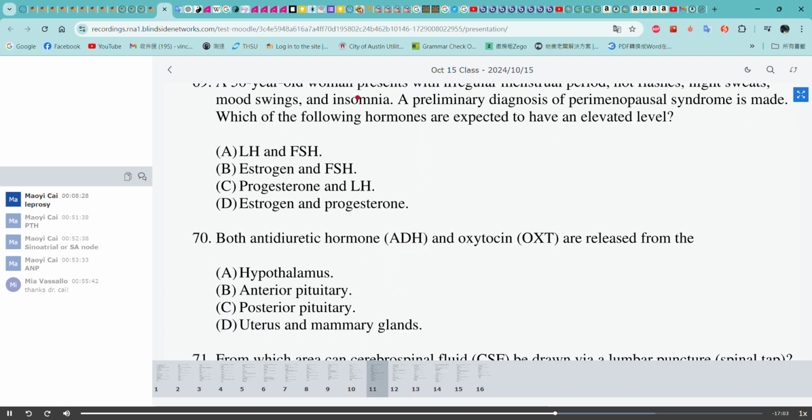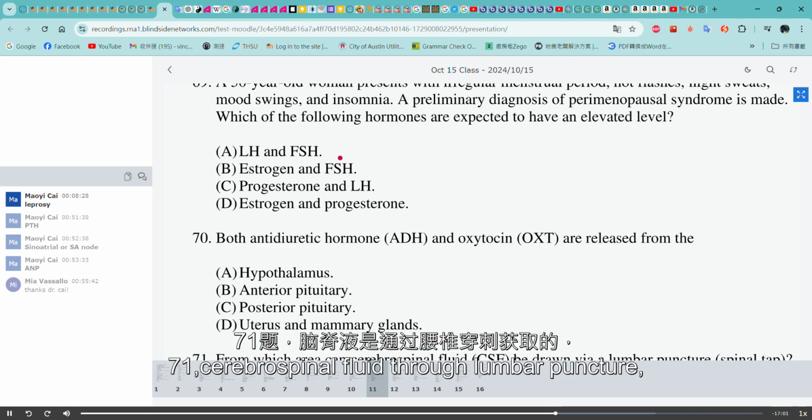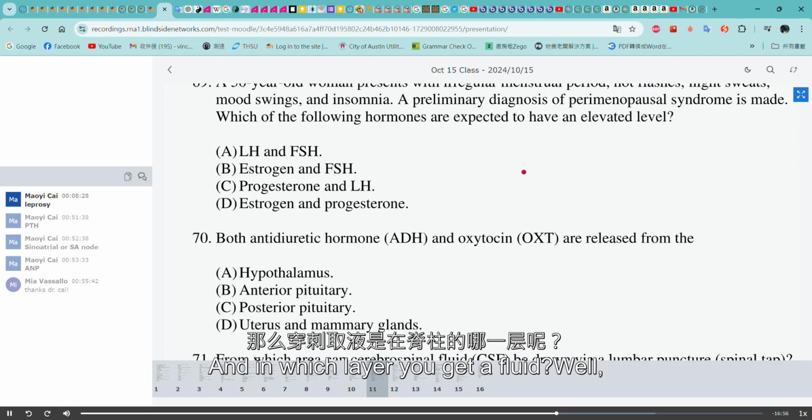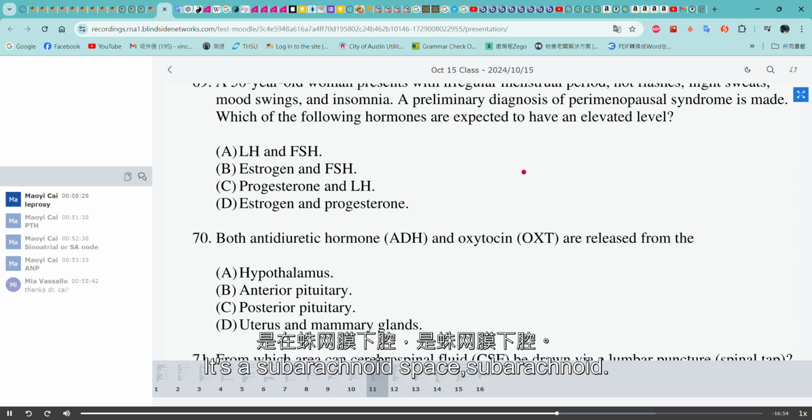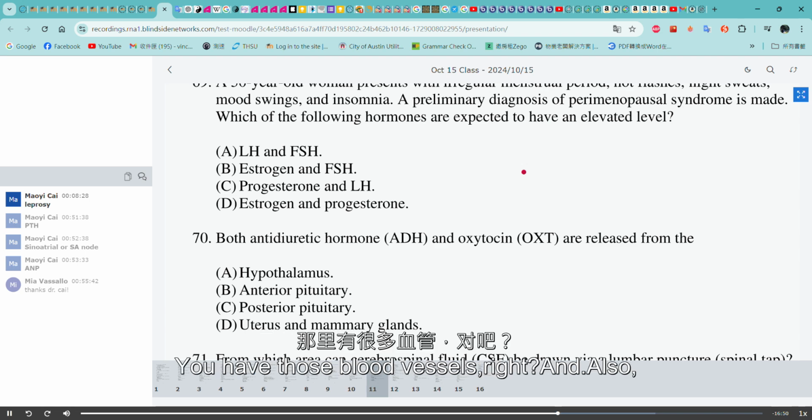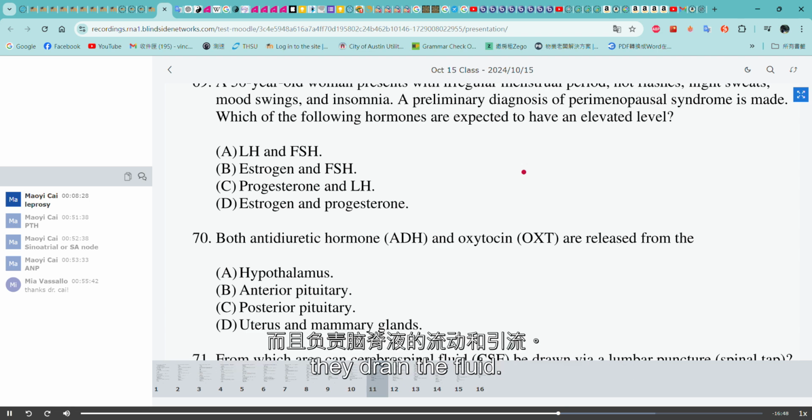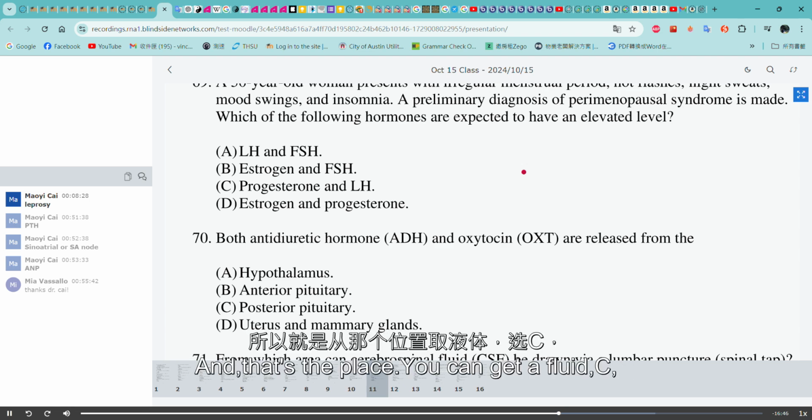70 is C. 71, cerebrospinal fluid through the lumbar puncture, right? And in which layer you get a fluid? Well, that's anatomy. It's a subarachnoid space. Subarachnoid. You have those blood vessels, right? And also they drain the fluid. And that's the place you can get a fluid. C. Subarachnoid.